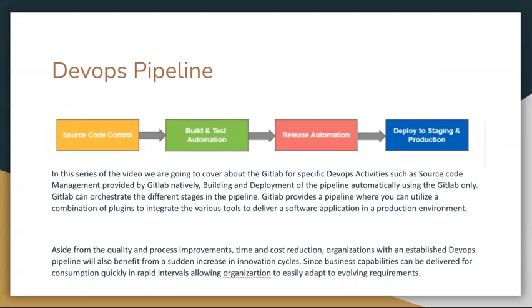Now, GitLab can orchestrate the different stages within the pipeline, and you are able to create the pipeline to utilize a combination of plugins for the various tools to deliver the application into your production environments. They have pre-built plugins and integrations through which you will be able to integrate GitLab with the different cloud providers, monitoring tools, build tools, and testing tools. So it is a seamless integration which GitLab provides, and it very nicely integrates with these tools so that you have a seamless pipeline and you are getting everything in one place.